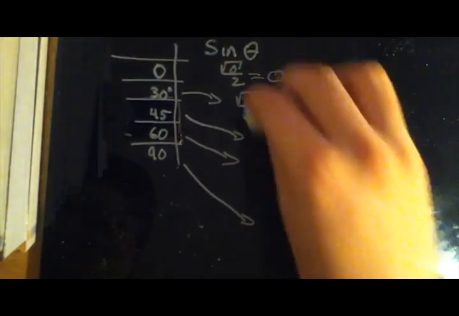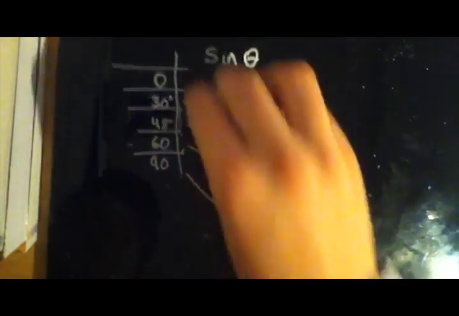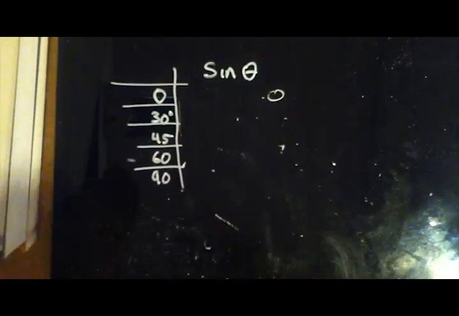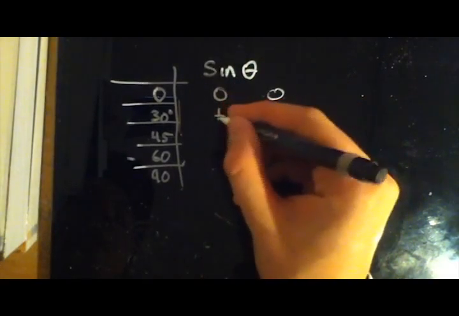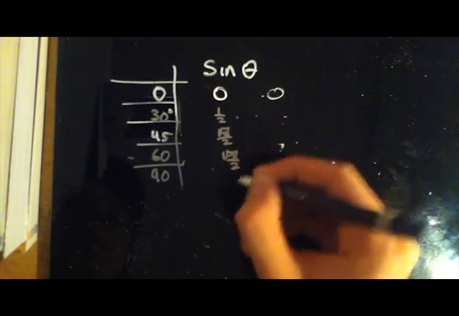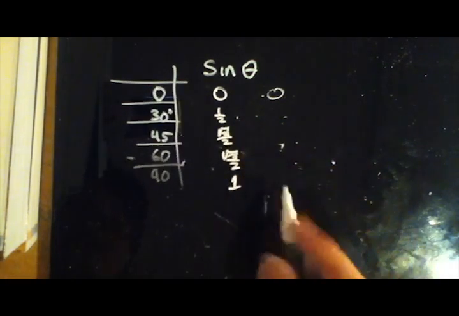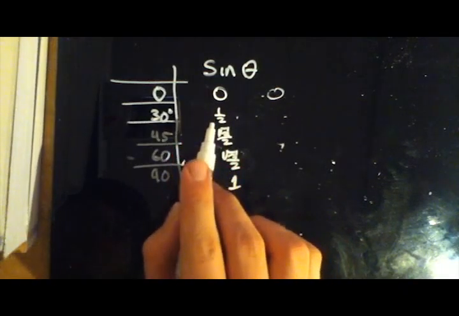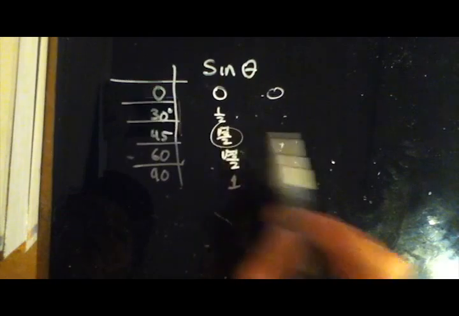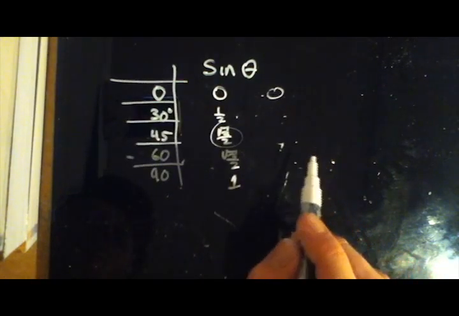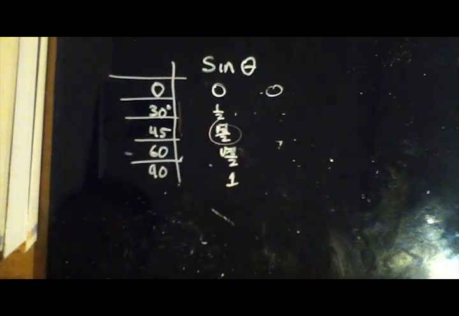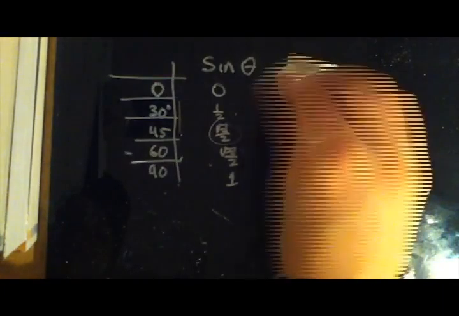In general, if you simplify them, you're basically going to get 0, 1/2, square root of 2 over 2, square root of 3 over 2, and 1. So basically you have 0, 1/2, and then you have square root of 3 over 2 and 1. Then you have this square root of 2 over 2 in the middle, which is the 45 degrees. You probably memorized them.